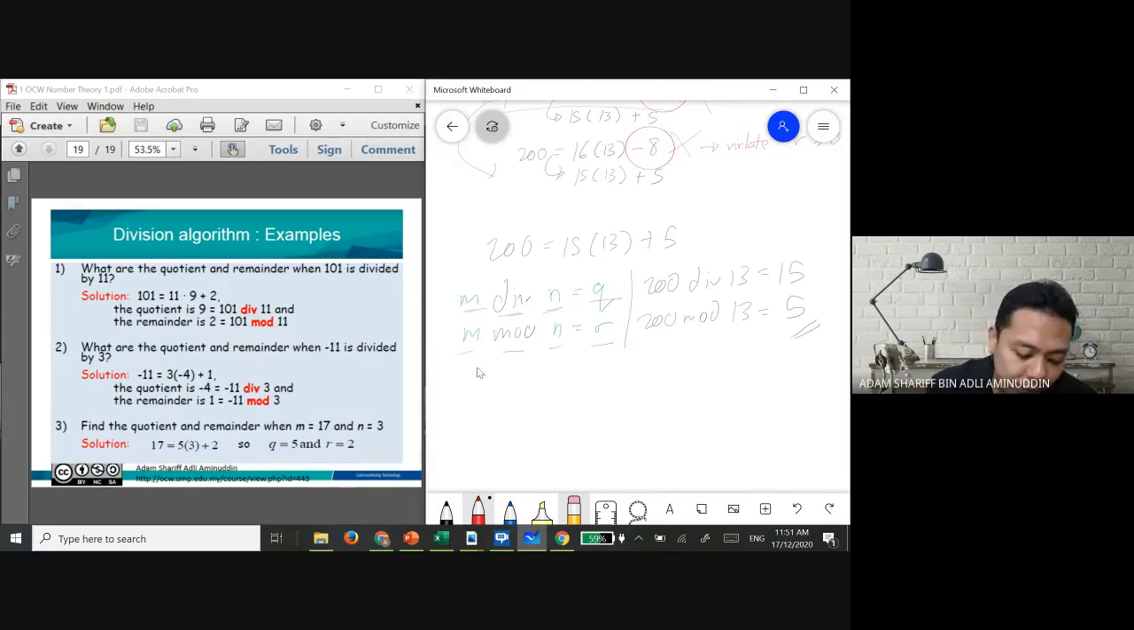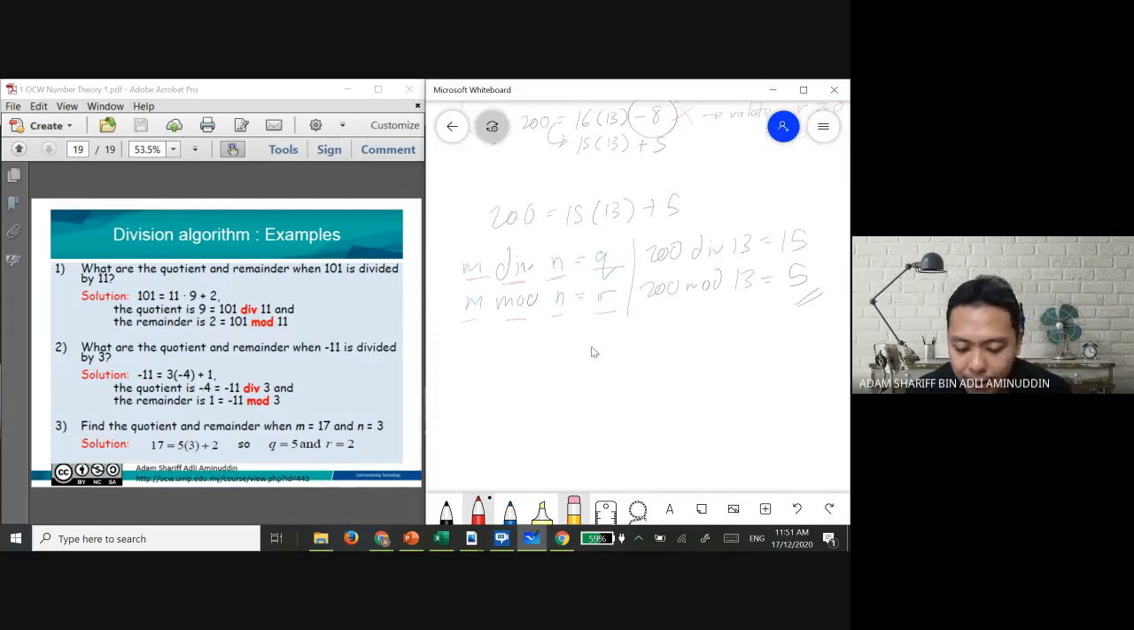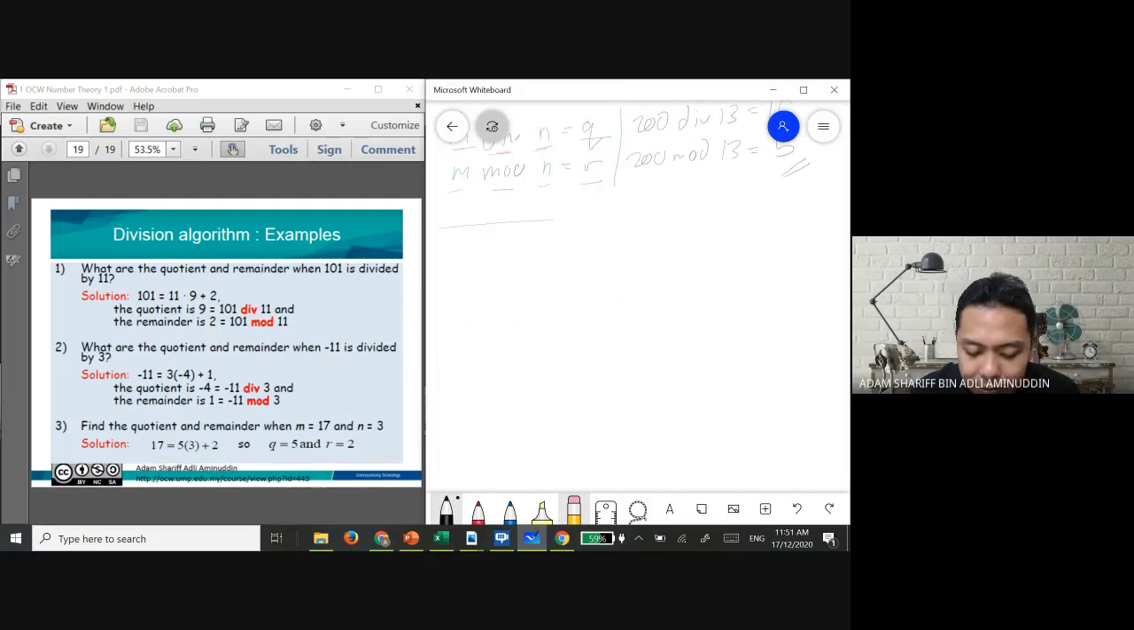Ni semua ada solution, tu yang tak seronok. Okey, contoh saya bagi soalan lain yang untuk kamu jawab sekarang. Find 100 div 22 and then find 100 mod 22.